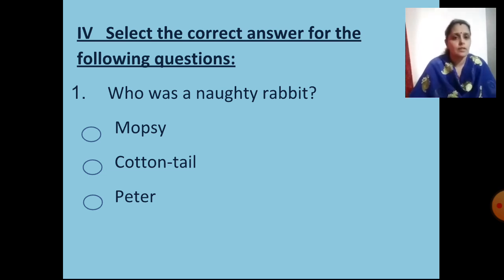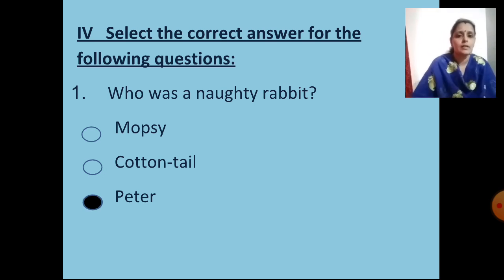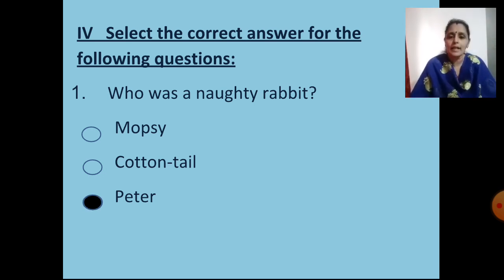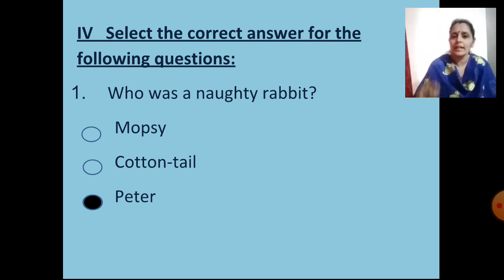Select the correct answer for the following questions. Now some questions are asked. You have to select the answer to that question by just clicking on it. Okay, the first question is, who was a Naughty Rabbit? Was it Mopsy, Cottontail or Peter? Yes, Peter was a Naughty Rabbit. So we'll select Peter by clicking on it, so that gets selected.